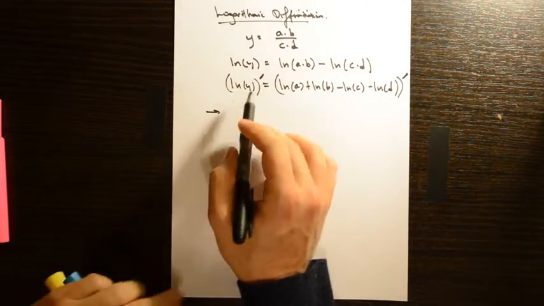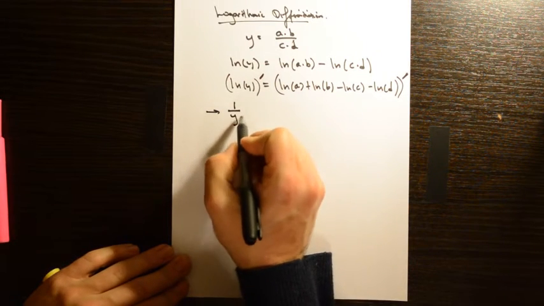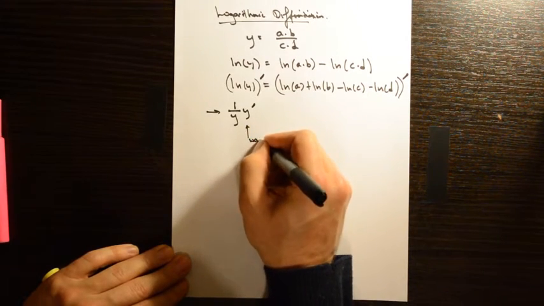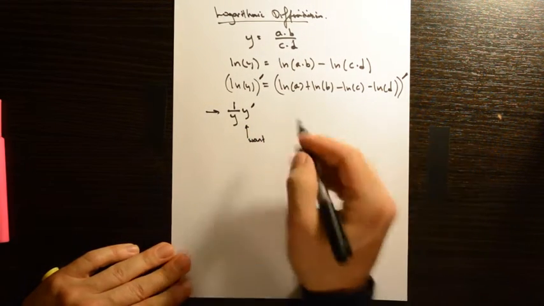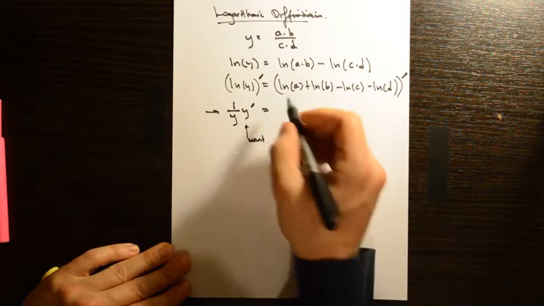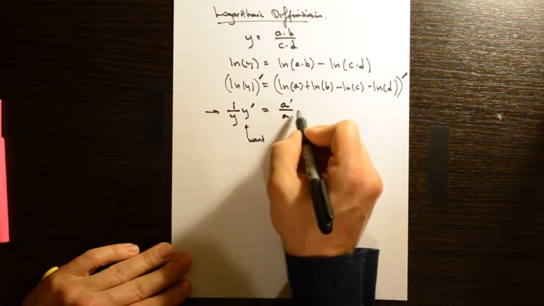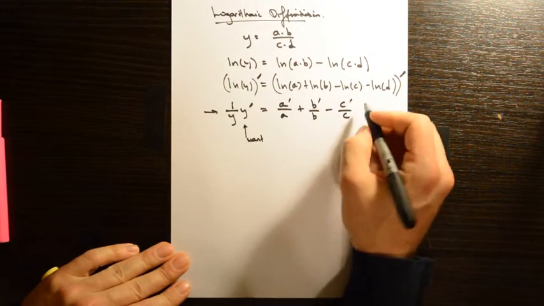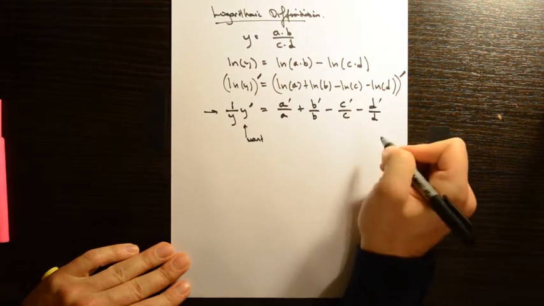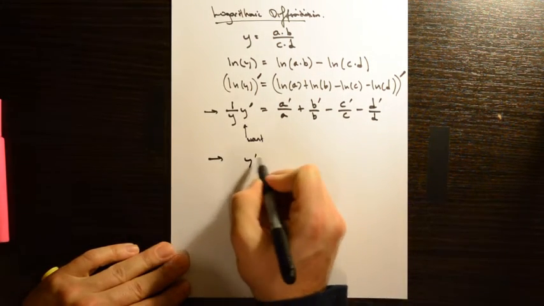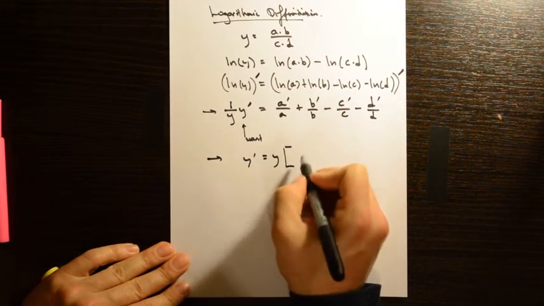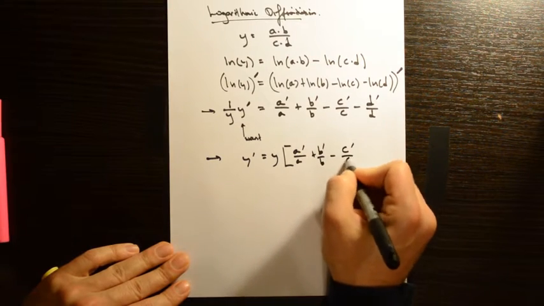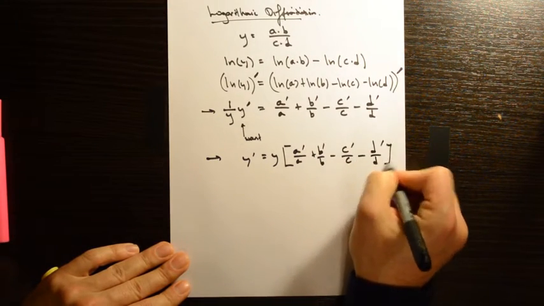So notice here for this function, the derivative is not 1 over u prime, it's 1 over y prime, right? And this term is what we want. That's the derivative dy/dx that we're looking for. All these terms, if they're functions of x, we basically have a prime over a plus b prime over b minus c prime over c minus d prime over d. Then we have our y prime is equal to y times this whole term, a prime over a plus b prime over b minus c prime over c minus d prime over d.